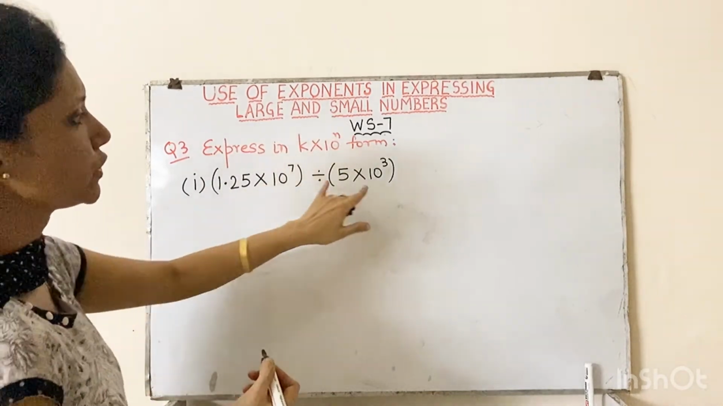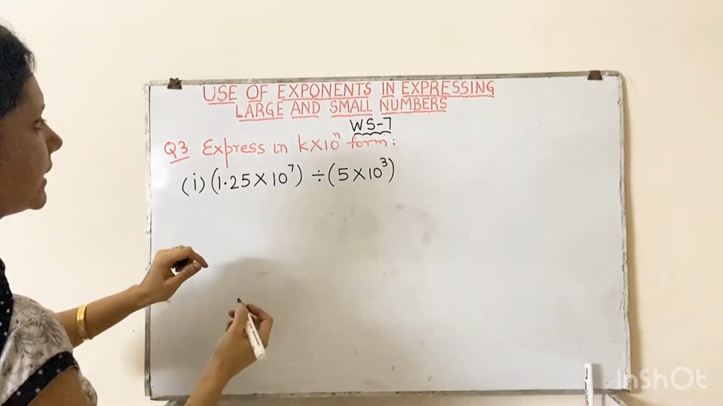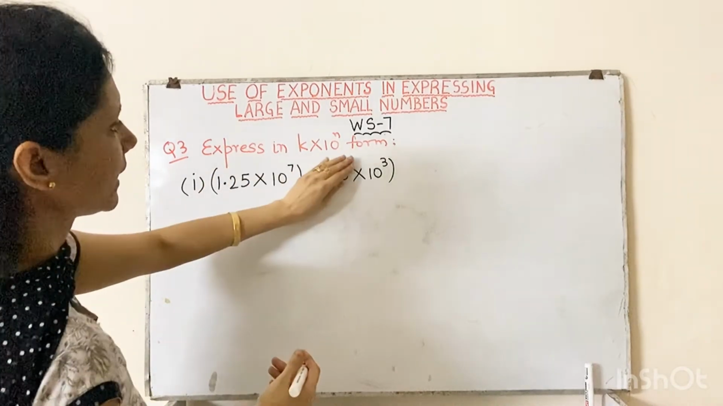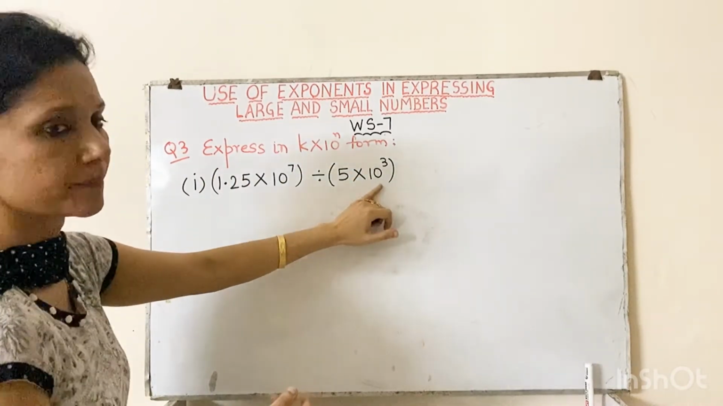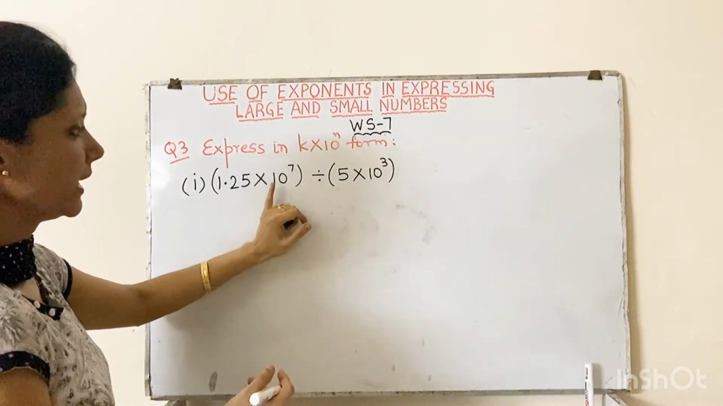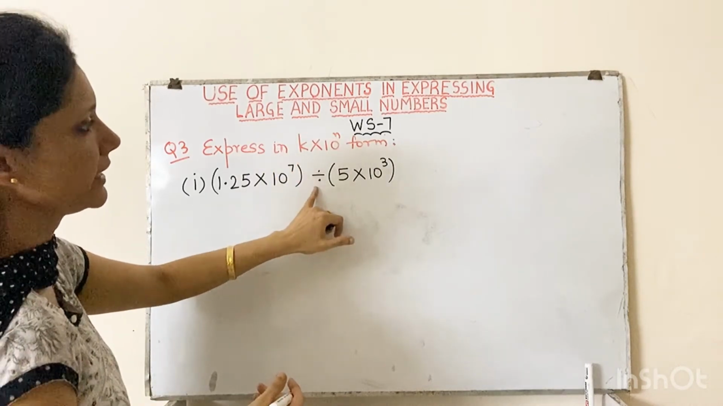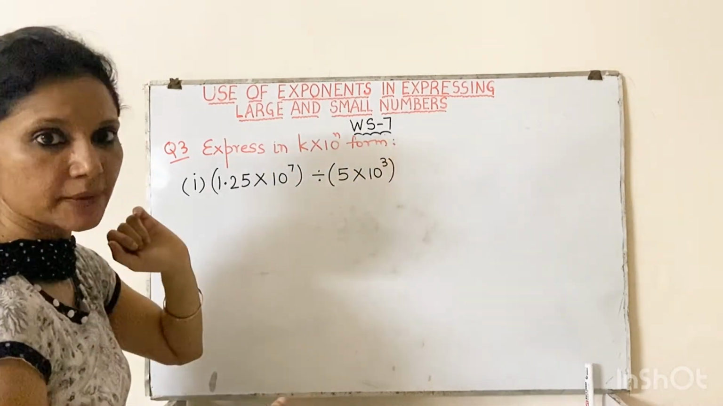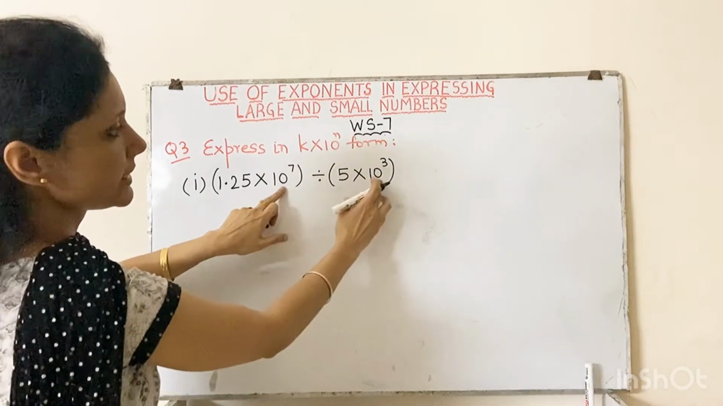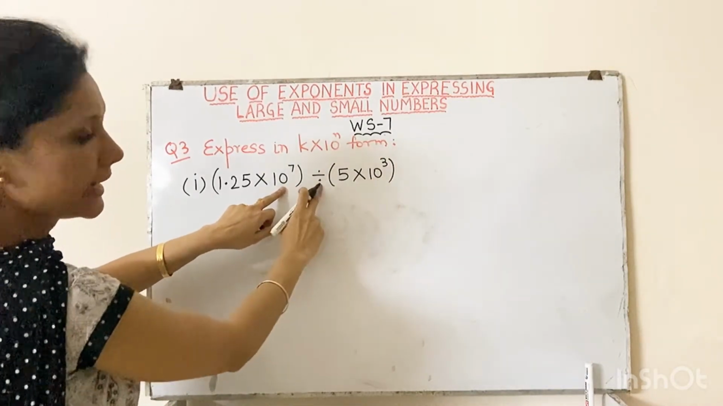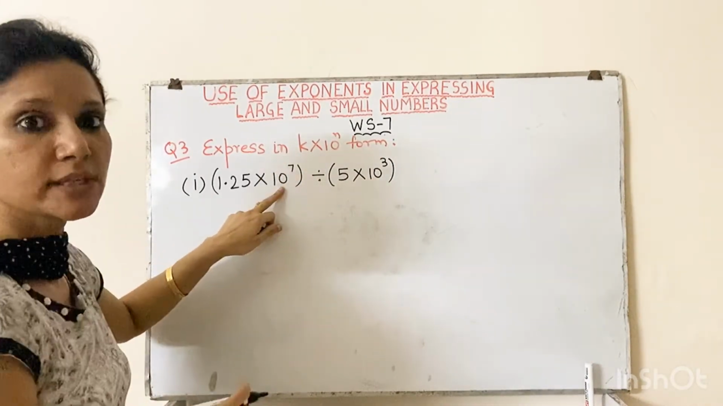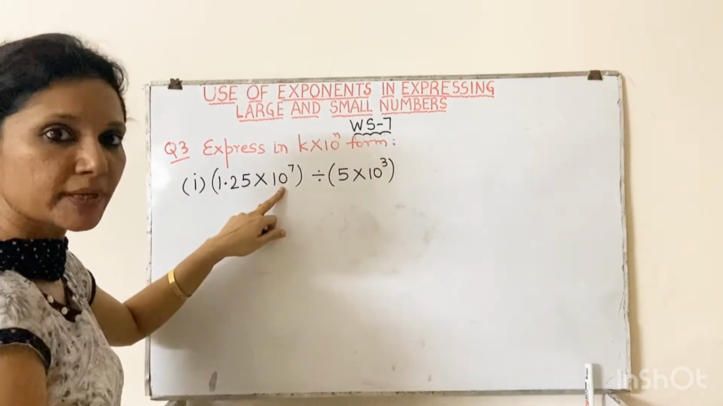So how are we going to divide them? Now you can see that if you forget about this part, if you see the tens, they are in the exponential form, 10 raised to the power 7 divided by 10 raised to the power 3. Now you can see that the bases are same and they are getting divided. So according to the second law, the powers would be subtracted.